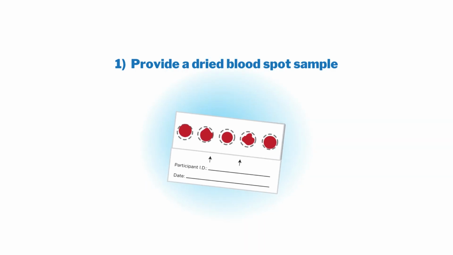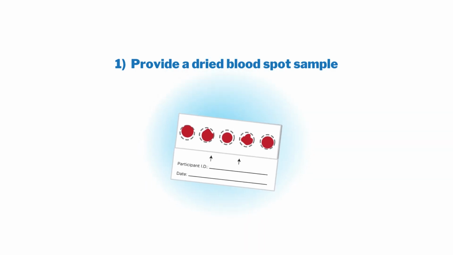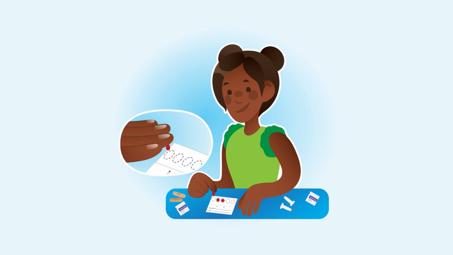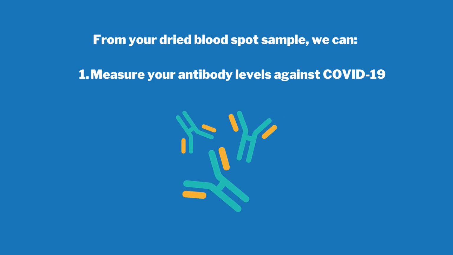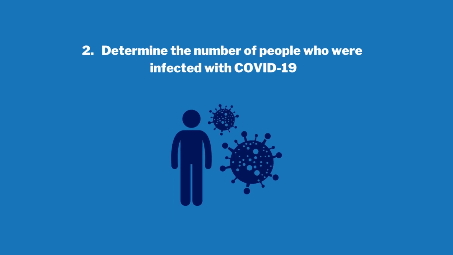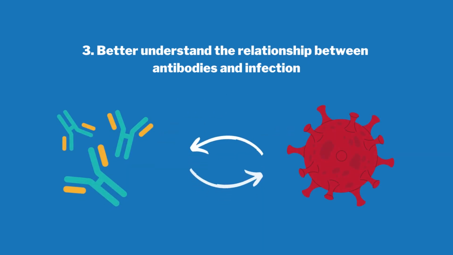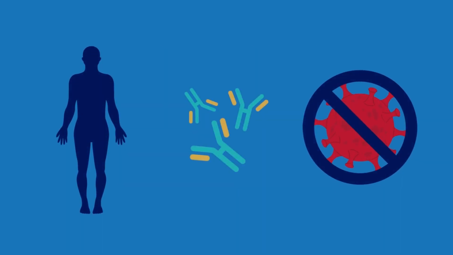1. We would like to take a small dried blood spot sample from you. Collecting a dried blood spot sample involves a brief finger prick, similar to how patients with diabetes test for blood sugar levels. From your dried blood spot sample, we can measure your antibody levels against COVID-19, determine the number of people who were infected with COVID-19, and better understand the relationship between antibodies and infection. Antibodies are protective proteins produced by our bodies to help fight off viruses.